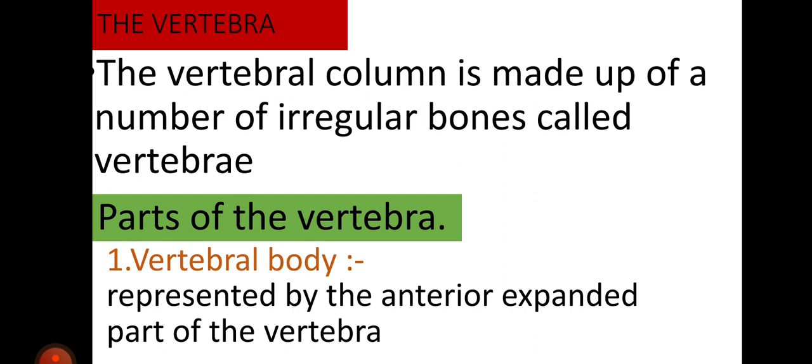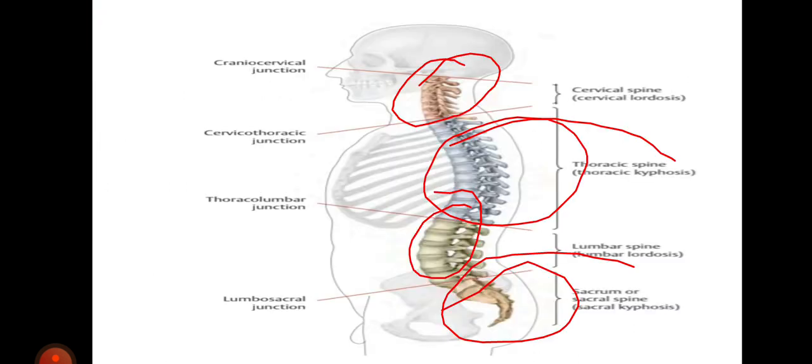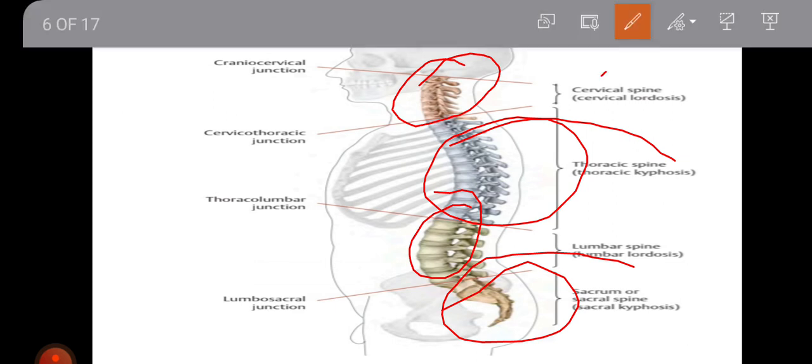Now we will study what a vertebra is. As we know, the vertebral column is made up of a number of irregular bones. Each separate bone in the vertebral column is called a vertebra.